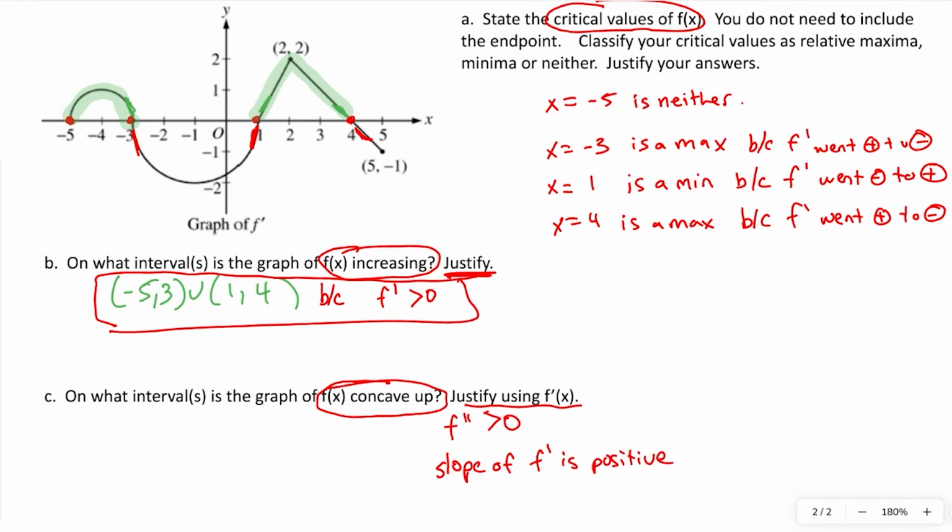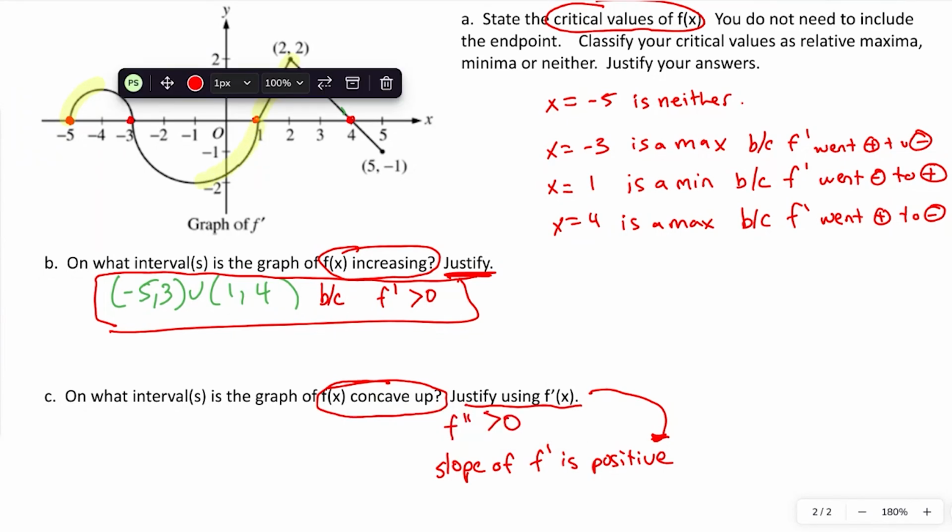So when it says justify using f prime, specifically f prime, we're going to use this justification. It would be okay to just say in general that f double prime is positive if it just says justify, but this specifically says you should reference f prime. So we're going to look on this graph, where is the slope positive? I'm going to erase all this other stuff and just highlight where the slope is positive. So you can see the slope is positive here, the slope is positive here, and the slope is positive here.